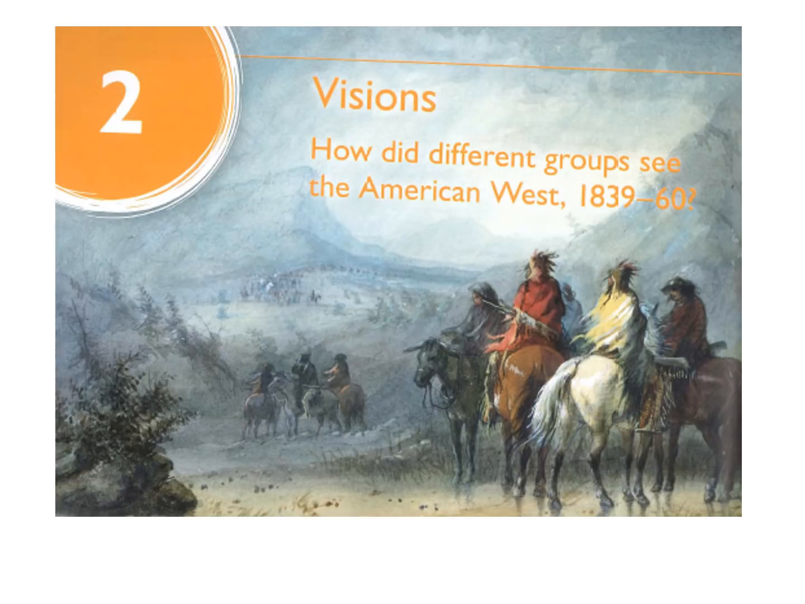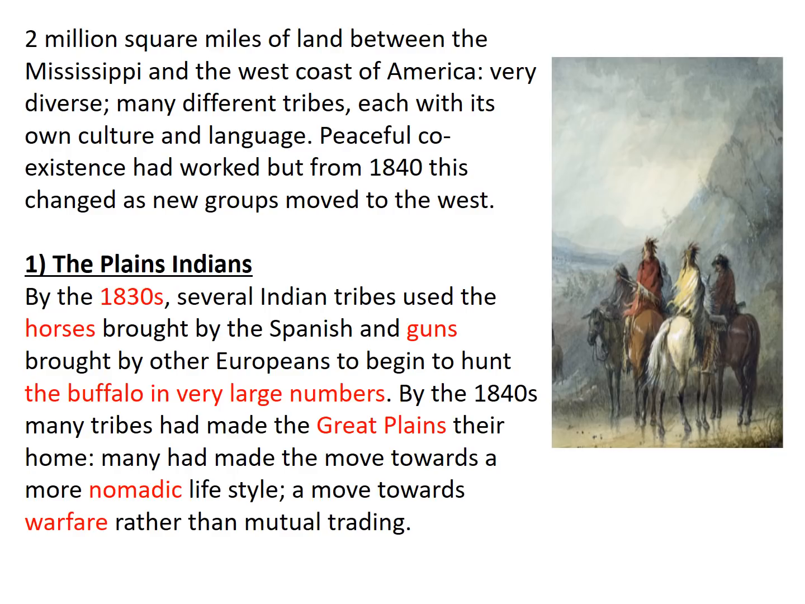Okay, section 2, visions of the American West from 1839 to 1876. So the area between the two coasts, the east and the west, between the Mississippi and the west coast, is really diverse, with many different Native American tribes, each with its own culture and language. They had lived together peacefully, but we're now going to see a distinct change in this period. So we're going to focus on the Plains Indians to begin with.